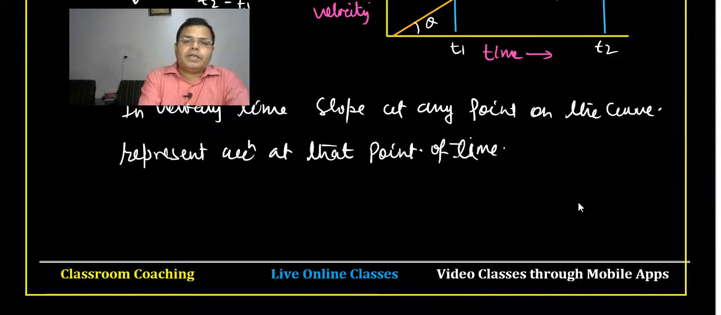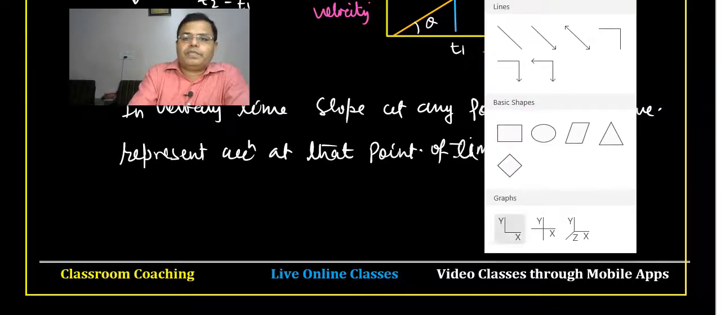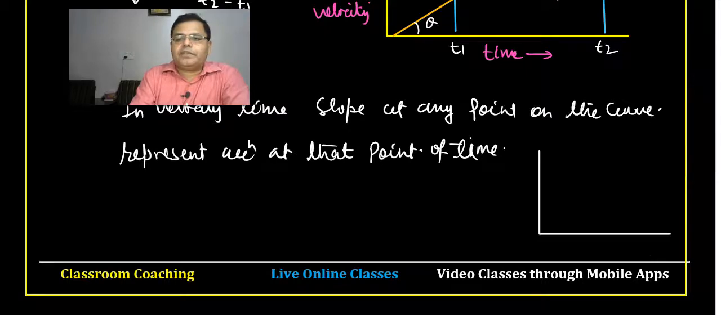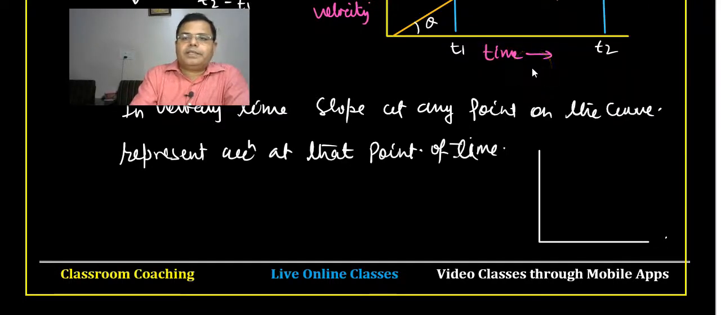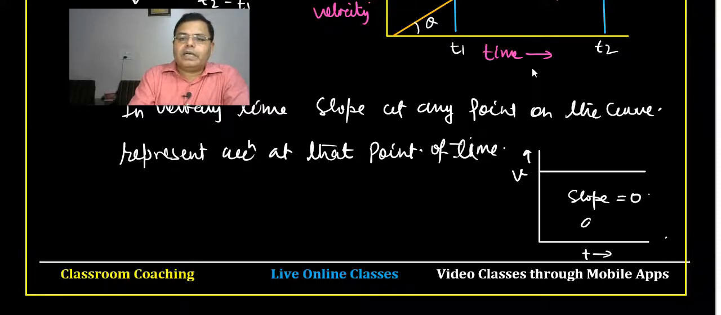Acceleration can be positive, can be negative, can be zero. Acceleration can be zero in case of uniform speed or uniform velocity, uniform motion. Why zero? Because if you see the graph, say this is the velocity time curve, this is time, and this is velocity. Here the slope is zero, as the line is parallel to the time axis. Velocity is v, and time is t. Here the slope is zero, and therefore acceleration is zero.